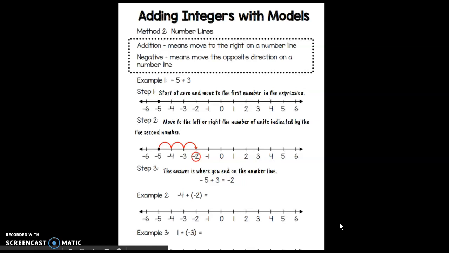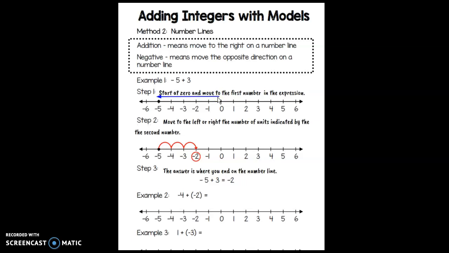Our next method is adding integers with models using number lines. On a number line, addition means to move to the right on the number line. Negative means to move the opposite direction on the number line. So anytime you see a negative, that tells you to go the opposite direction. So we have -5 plus 3, which means the opposite of 5 plus 3. So the opposite of 5 plus 3 would mean that we will start at 0 and move to our first number in the expression. So let's start at 0.